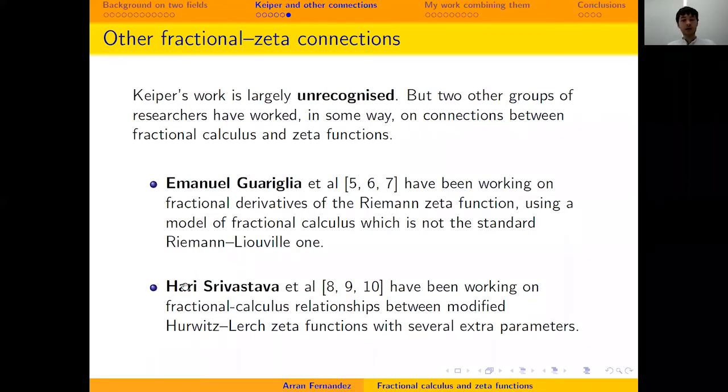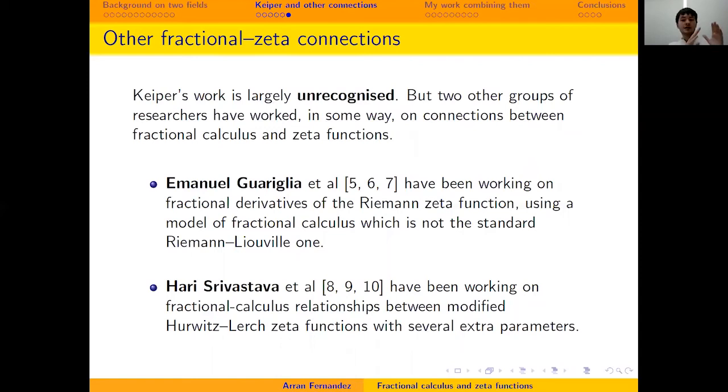Then we have Hari Srivastava and some others, Schreider, Lin, and a couple of other co-authors, who have been working on fractional calculus relationships between modified Hurwitz-Lerch zeta functions with several extra parameters. So here we have fractional calculus relationships, but you need those extra parameters to find the relationship. Instead of Riemann, which is just one variable, Hurwitz is 2, Lerch is 3. If you've got 5 or 6 variables, then you can get new connections.